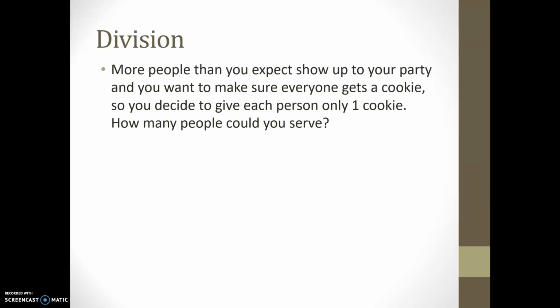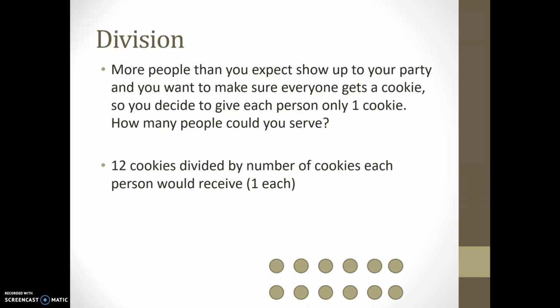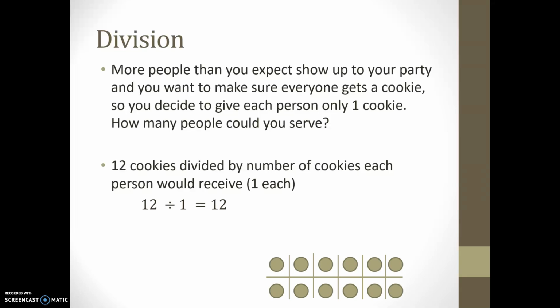Now let's say more people than you expect show up to your party, and you want to make sure everyone gets a cookie. You still have 12 cookies, so you decide to give each person only 1. How many could you serve? So now our problem is to divide 12 cookies by the number each one would receive, which would be 1. So 12 divided by 1, of course, is 12. So you could serve 12 students.